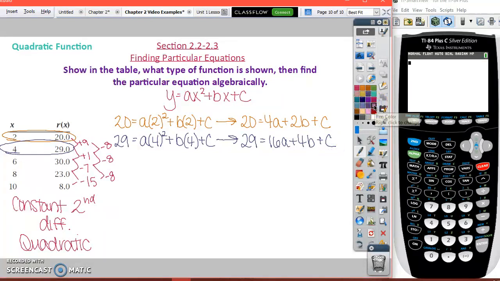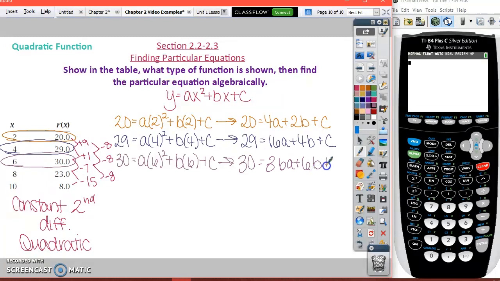I need one more equation, so I'm going to go ahead and grab the third point. I'm going to plug 30 in for y, plug 6 in for x. So I'll have a times 6 squared plus b times 6 plus c. Simplified will give me 30 equals 36a plus 6b plus c. From here we have 3 different equations with 3 different variables.